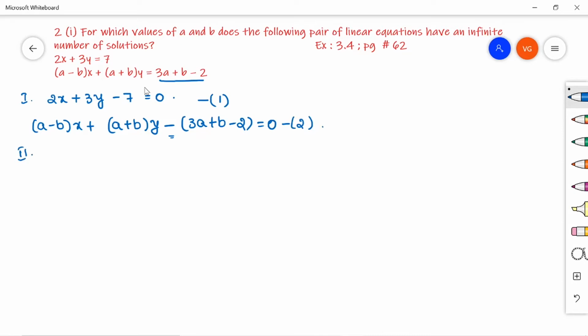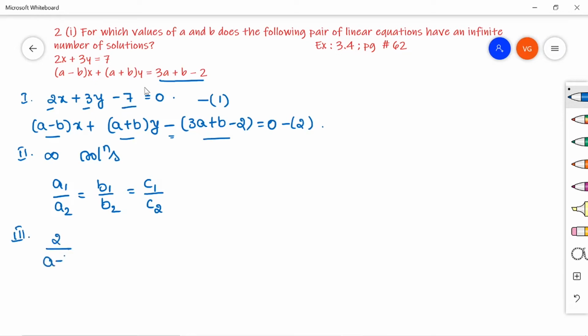The condition for infinite solutions is a1 by a2 is equal to b1 by b2, that is equal to c1 by c2, right? So from the first equation, if you compare, this is a1, b1, c1, a2, b2 and c2. Just substitute here. Step 3, substitute. So 2 by (a minus b) is equal to 3 by (a plus b), that is equal to minus 7 divided by minus of (3a plus b minus 2), where both minus signs get cancelled. 7 divided by (3a plus b minus 2), right?